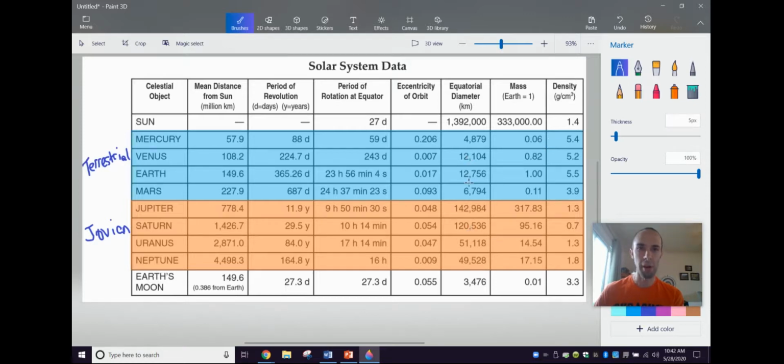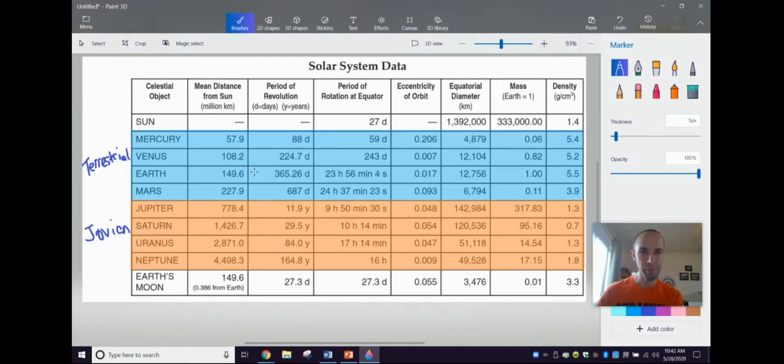Bigger, smaller. Now, the other thing that's key, obviously, the first 4 planets are a lot closer to the sun. So their mean distance from the sun goes up to 227.9 million kilometers away. So these are closer, obviously, and these are much further away. And we'll look at scale a little bit later on.